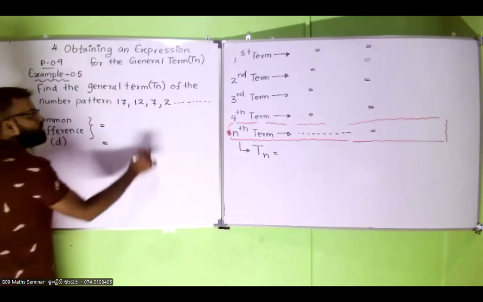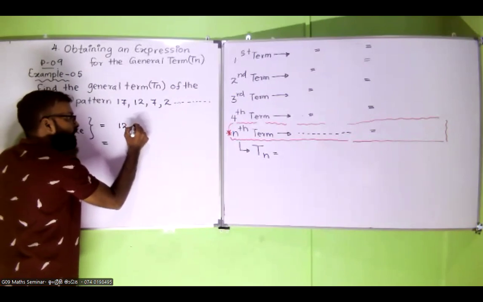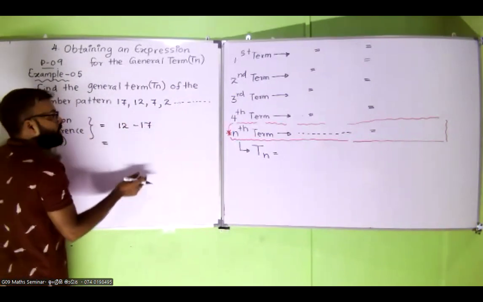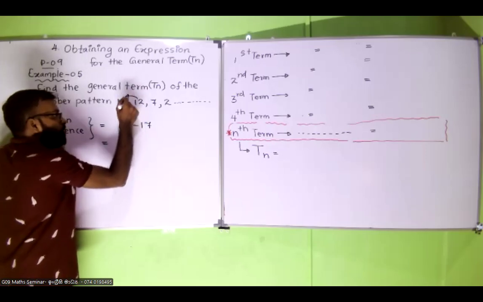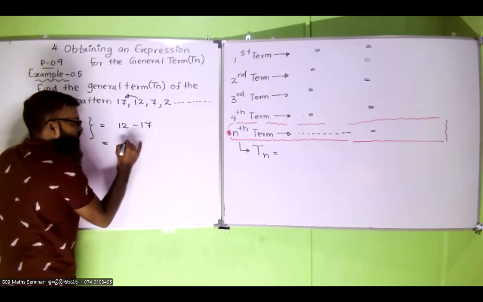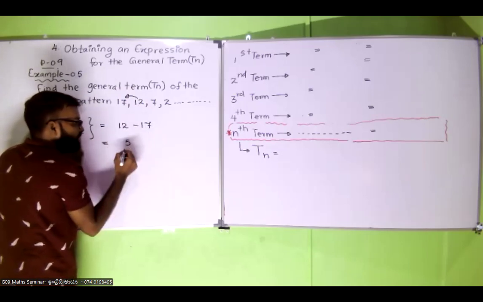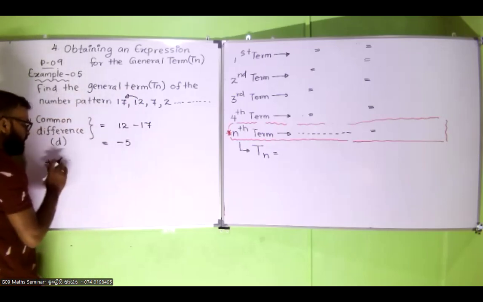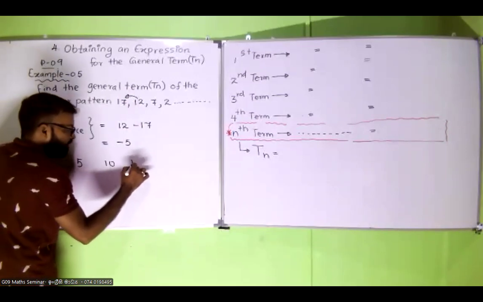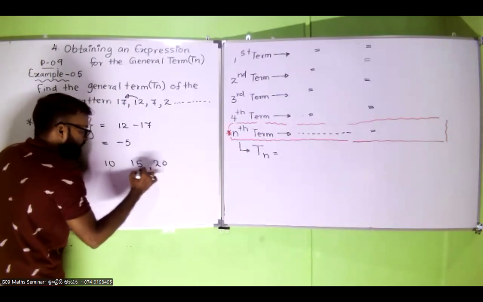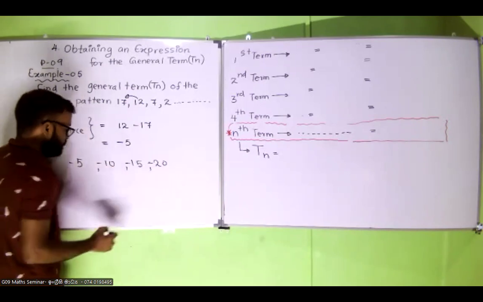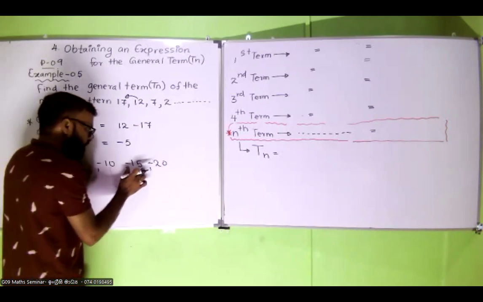Find the common difference. So, I will choose 12, 12 minus 17. Now, focus on the board. Don't do anything. 12 minus 17. The bigger number is 17, so 17 minus 12 is 5. The sign is negative, so you have to use multiples of 5: negative 5, negative 10, negative 15, negative 20.